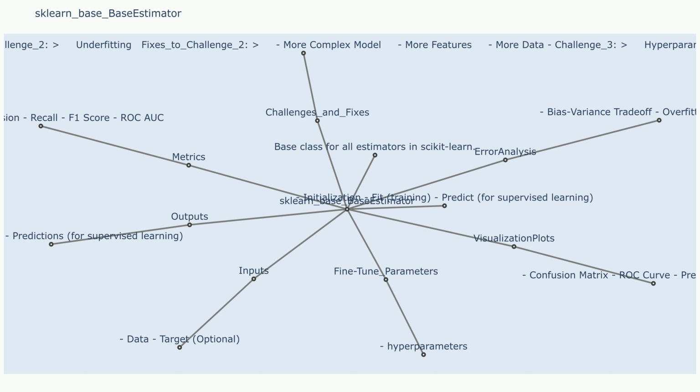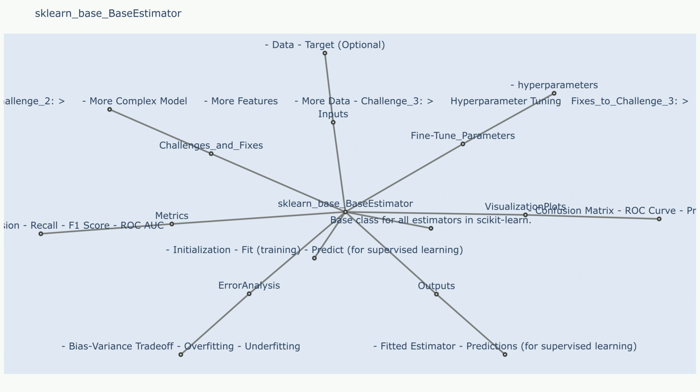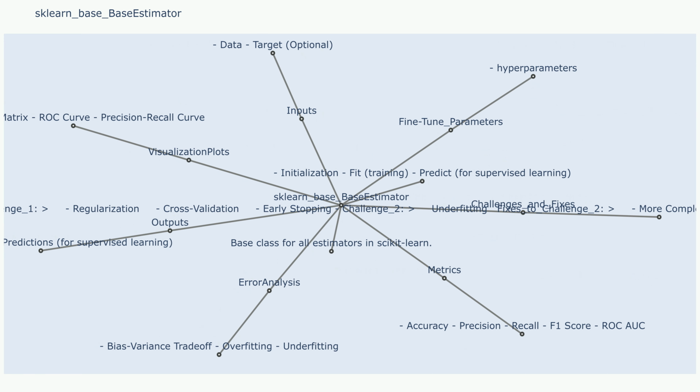sklearn BaseEstimator. Description: the base estimator class in scikit-learn is the fundamental building block for creating custom machine learning estimators. It defines the basic structure and methods that all estimators in scikit-learn should adhere to. Inputs: data. The input data for training or predicting, typically represented as a NumPy array or a pandas DataFrame. Target: for supervised learning, the corresponding labels or target values associated with the data, for supervised learning tasks.